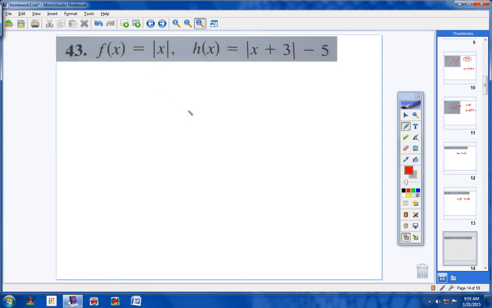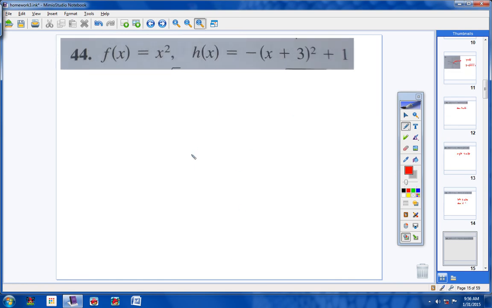Number 43. Now we have a 3 being added directly to the x. It's a positive 3. That's a left movement, opposite sign. So left 3 units. Okay, and a negative 5. So we're going to put down 5 units. That's it, students. That's it. Okay, moving on to number 44.